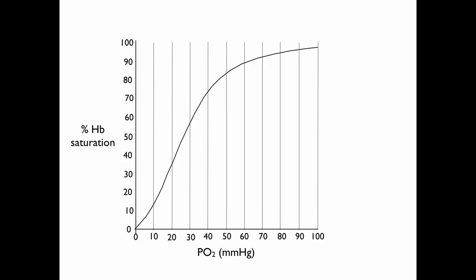So again, as a quick review, the oxyhemoglobin dissociation curve allows us to find out the saturation of hemoglobin for a given partial pressure of oxygen. So at a given PO2, what is the percent saturation of hemoglobin?